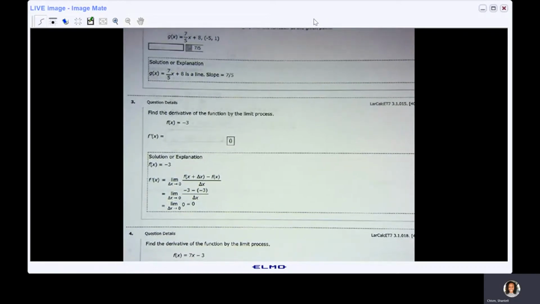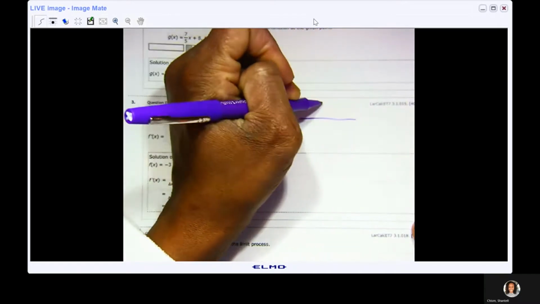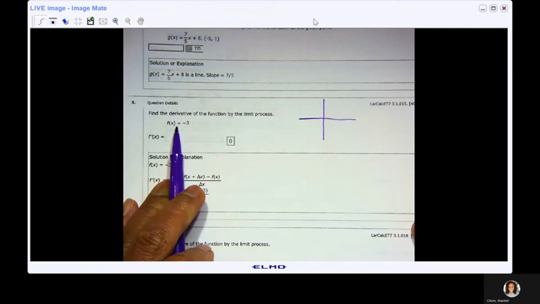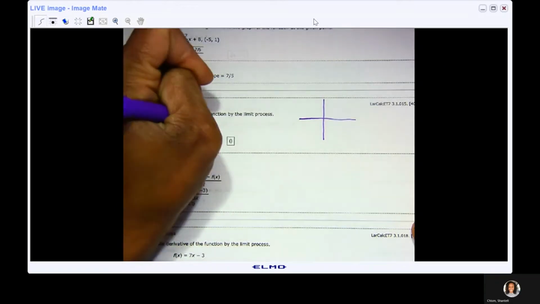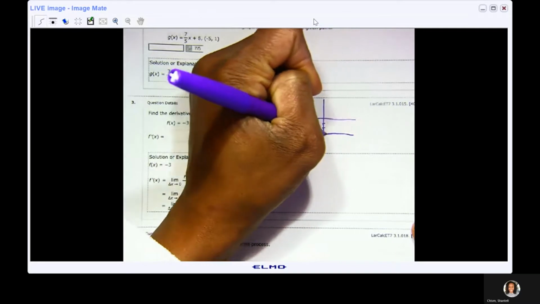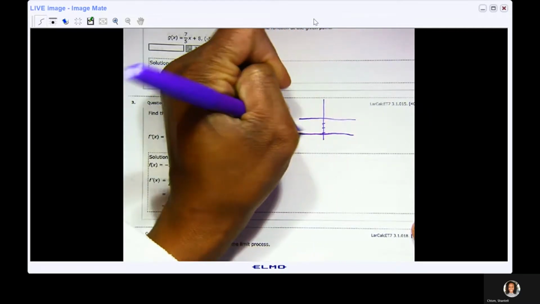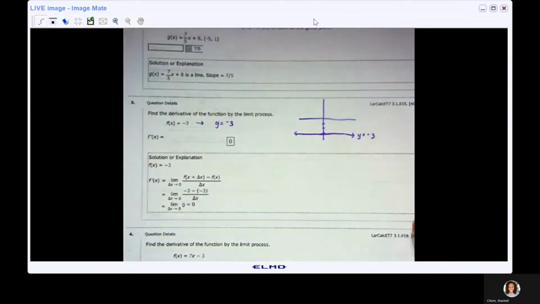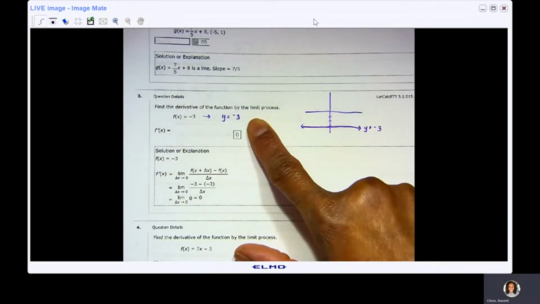Now, the next problem, number 3, says find the derivative of the function by using the limit process. First of all, whenever you have a constant function, the derivative of a constant is automatically 0 because slopes that are equal.